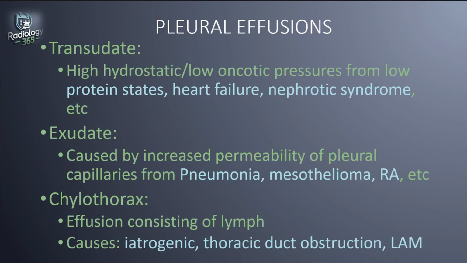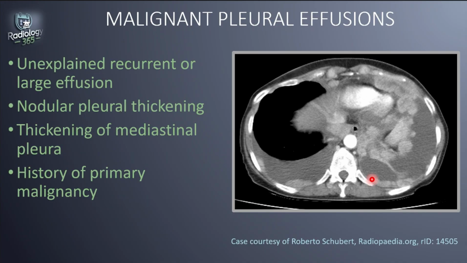Then chylothorax is a pleural effusion consisting of intestinal lymph, most commonly caused by iatrogenic injury and less commonly neoplastic obstruction of the thoracic duct. Chylothorax is also associated with lymphangioma. We saw this in the discussion where we talked about diffuse cystic lung diseases. The thoracic duct originates at the cisterna chyli in the upper abdomen, and it drains into the left brachiocephalic or subclavian vein. Malignant pleural effusions are also a kind of effusion.